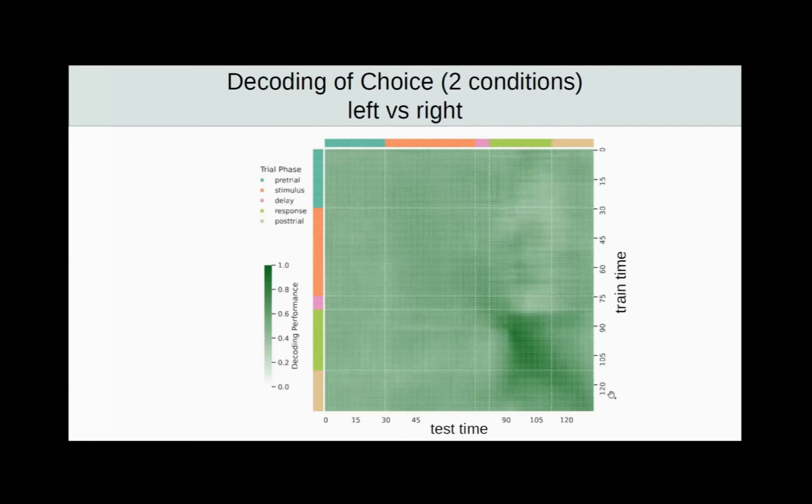So when training at a given time and testing at the other time, here you've got chance level at 50%, and you can see that until the end of the stimulation period, you're still at chance level, and only after that do you start to be able to decode the choice. So the animal is really waiting for the end of the stimulus period to make its decision.